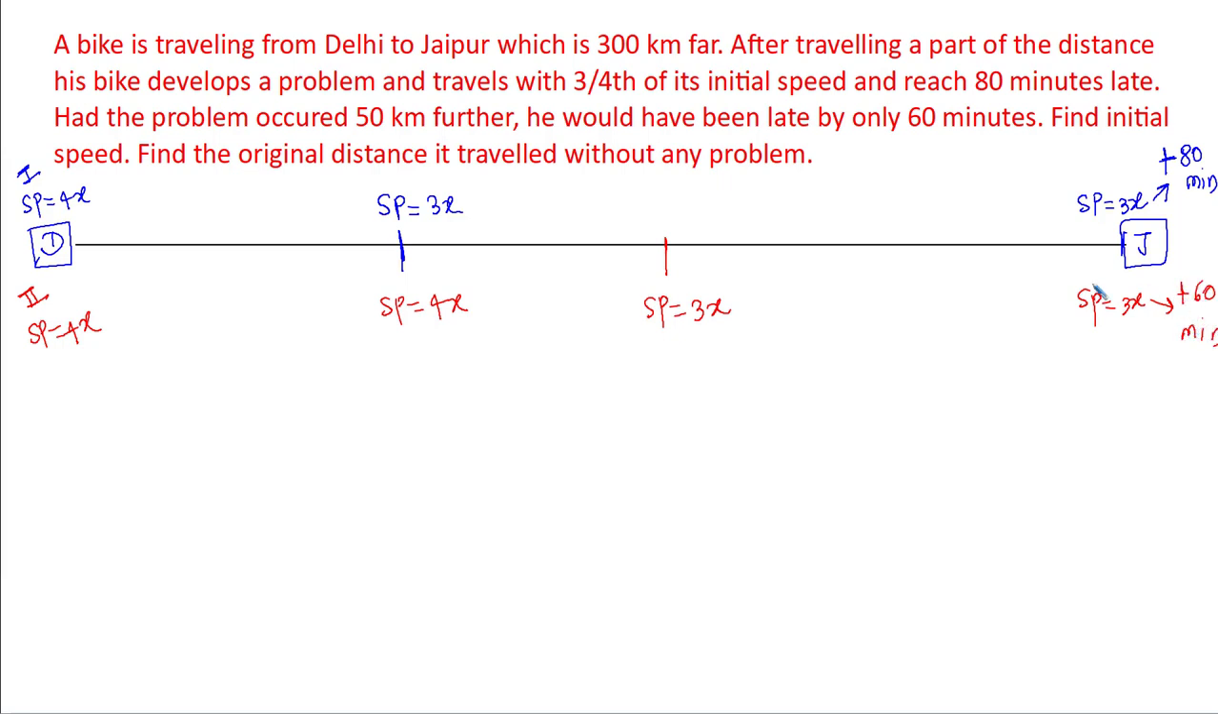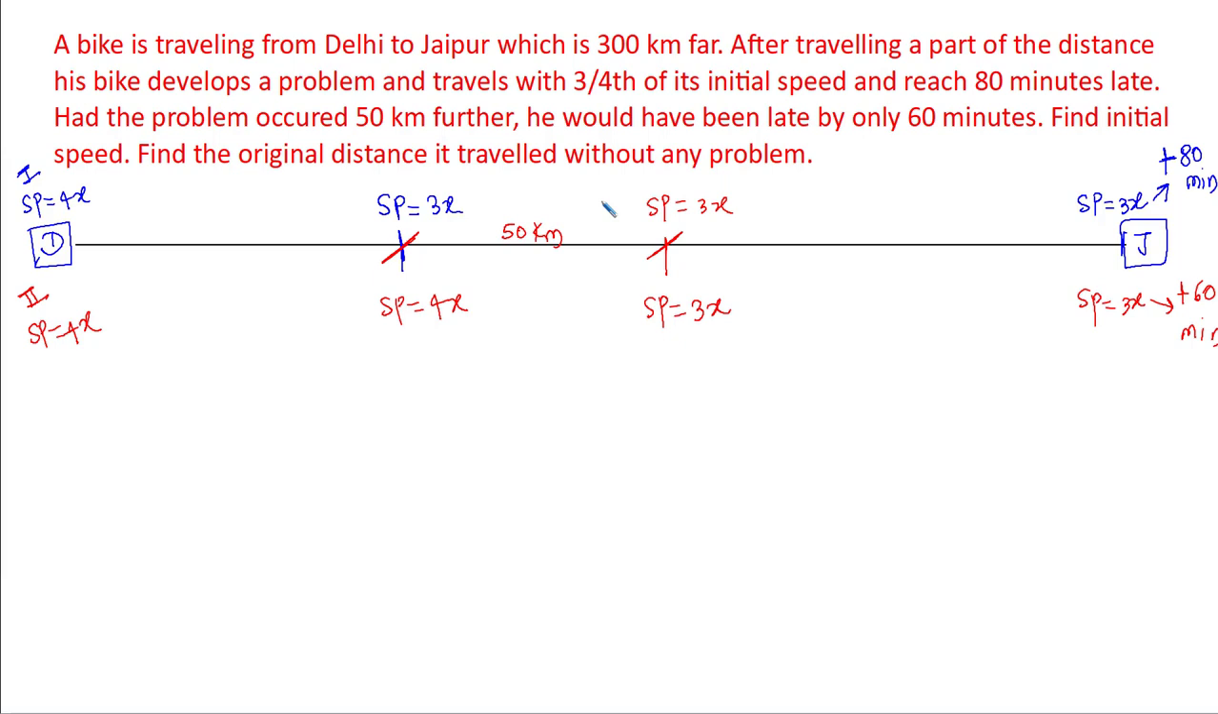Now the distance between this point and this point is how much? This point and this point, the distance is 50 kilometers. In the first case, the speed over here is going to be 3x. Now in these two situations, the difference between time taken is how much? In the first case it takes 80 minutes more, in the second case it takes 60 minutes more than the ideal time. So the difference is 20 minutes. That difference of 20 minutes comes because of which distance?